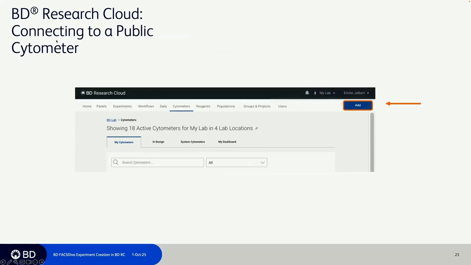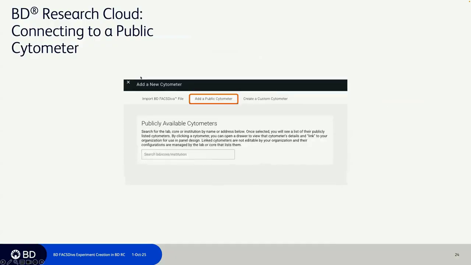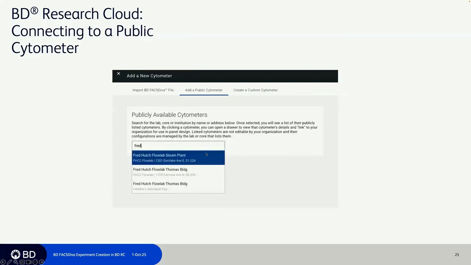So here, if I was a user of a core lab and I wanted to search for a cytometer to connect to build a panel, I would, again, go to the cytometer section, click the Add button, but this time, instead of importing a FACSDiva file, I would search in the Add a Public Cytometer. So publicly available cytometers will show me all the cytometers of people who have checked that publicly discoverable checkbox. So in this search box is how I would find a core lab. For example, here I can search for Fred Hutch.